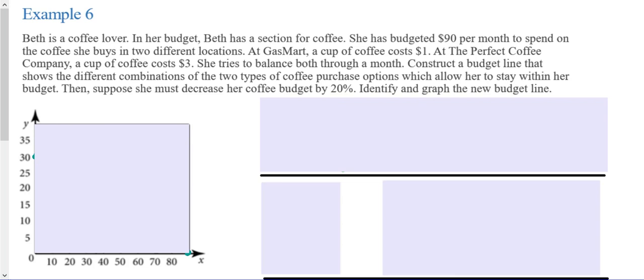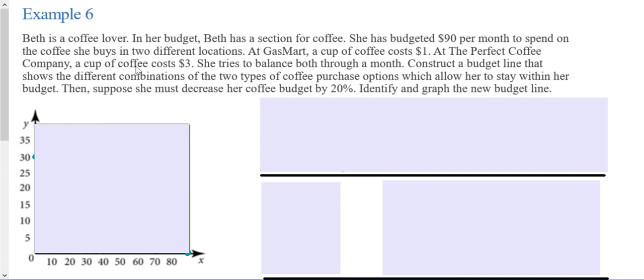In the last example, we're going to use a line graph to create a budget line. So Beth loves coffee, and in her budget she has a section specifically for coffees. She has budgeted $90 per month to spend on the coffee she buys in 2 different locations. She goes to the Gas Mart for a cup of coffee that costs $1, and the Perfect Coffee Company charges $3. So she has to try and balance out throughout the month which place and how much she wants to buy at each place she goes.